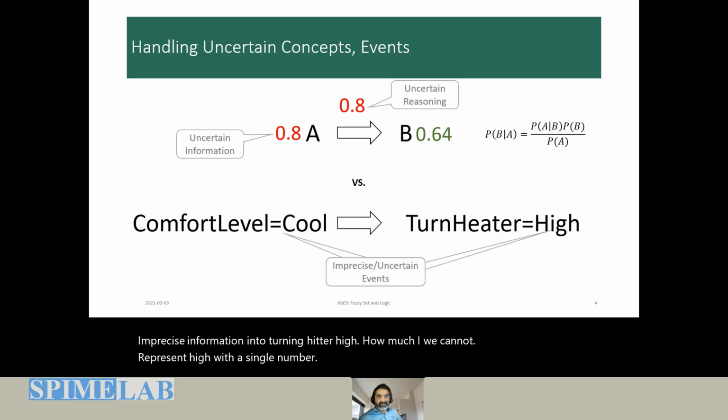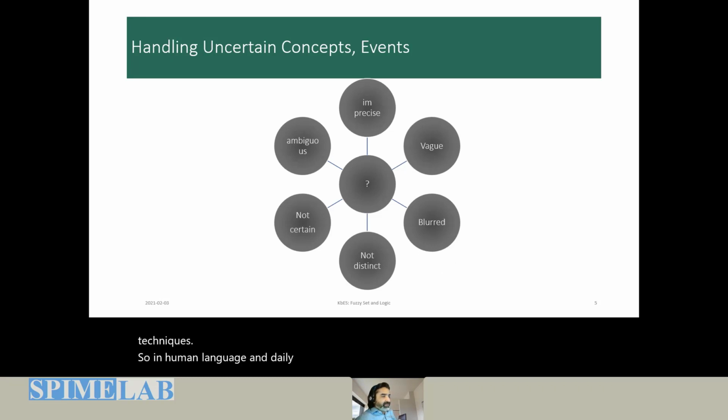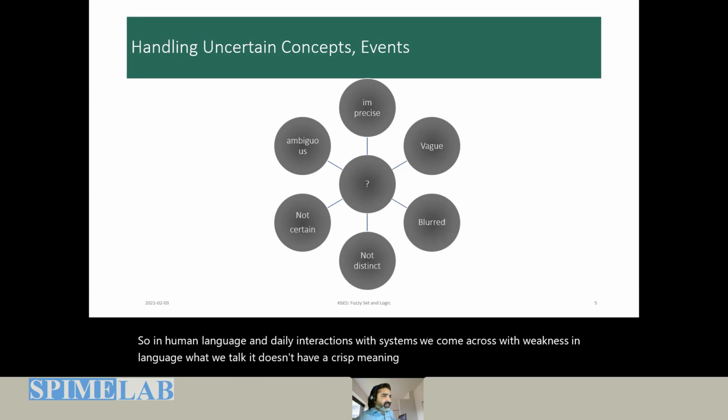So that kind of uncertainty we cannot handle with probabilistic or confidence factor techniques. So in human language and daily interactions with systems, we come across vagueness in language. What we talk, it doesn't have a crisp meaning or numeric representation. Everybody has a subjective context associated with the words that we use.